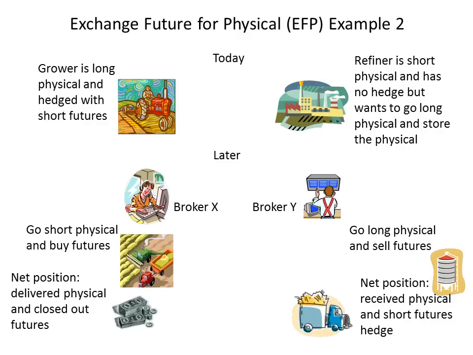The net position as far as the refiner goes is that they have received the physical, and they're not going to use the physical for production purposes immediately. Remember, they're going to store it, and of course if they're storing, they're worried about physical prices falling. So therefore they need to have in place a short futures hedge, which of course they do because, remember, having gone long of the physical, they sold futures to the farmer, and that leaves the refiner then in a nice hedged position.